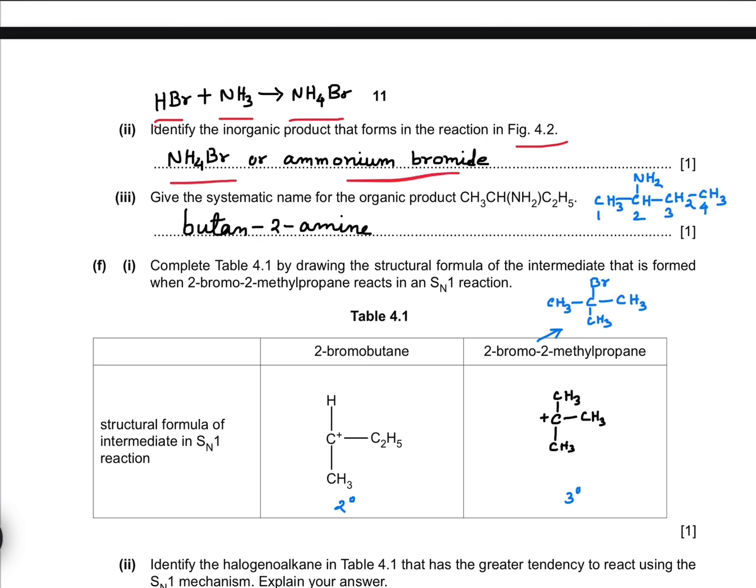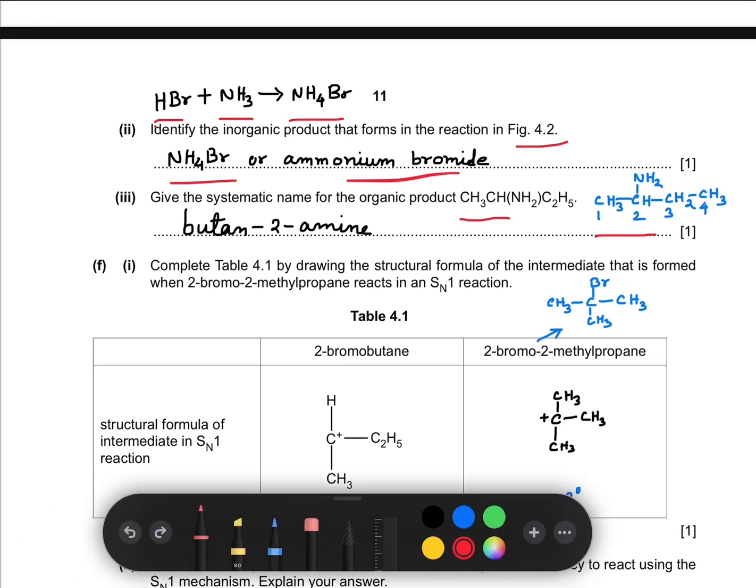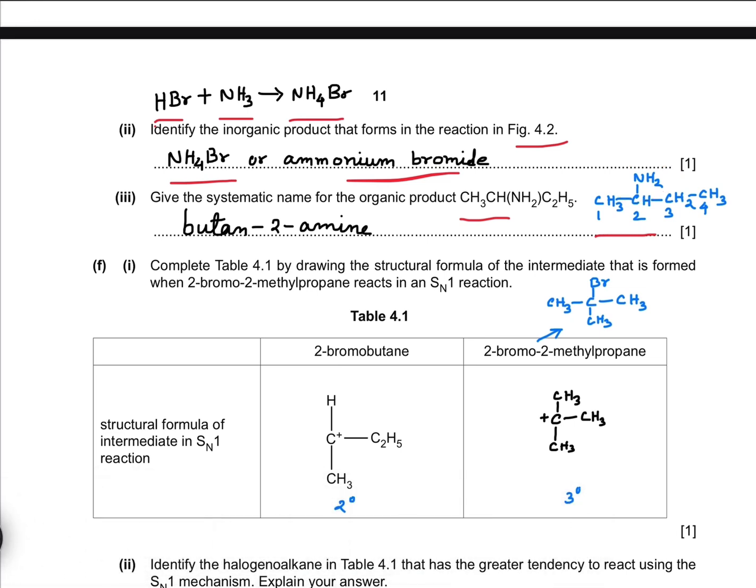Part 3. Give the systematic name of the organic product CH3CHNH2C2H5. So here is the structural formula, from where we can see there are 4 carbon atoms, and on number 2 carbon there is an amine group here. So the name of the product will be butan-2-amine.